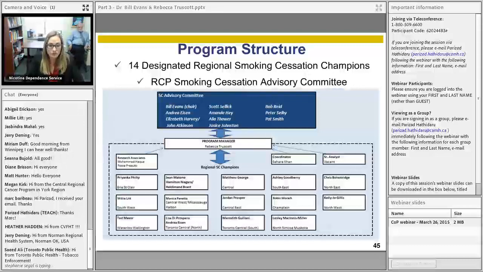We have 14 regional smoking cessation champions designated at each of our regional cancer programs, and these individuals are really instrumental in ensuring that the implementation happens across the province, and they're responsible for the implementation within their regional cancer centers.